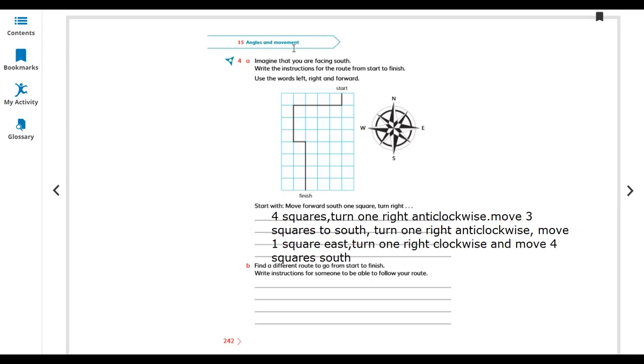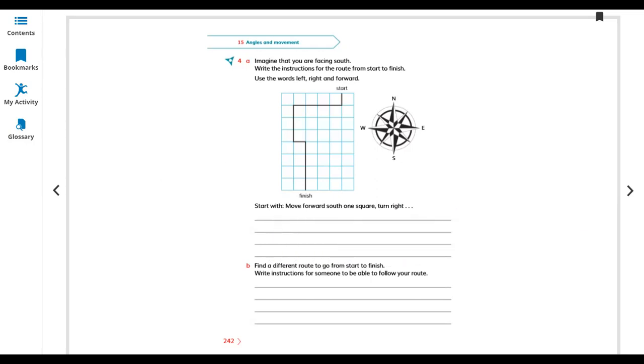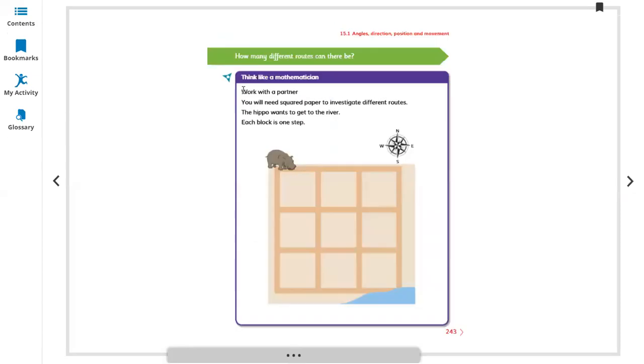Skip by question number 4. Same like this, you will find the route to come down to the finish point. So it's enough. Page number 243. Think like a mathematician, work with a partner.